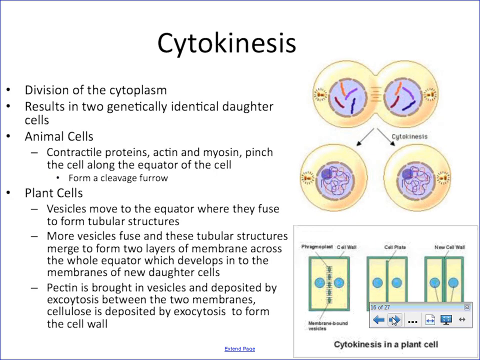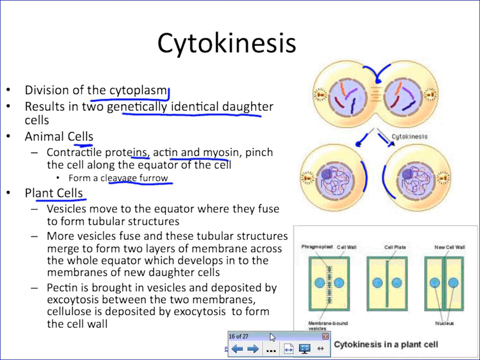The last part of the cell cycle is cytokinesis. This is where you get division of the cytoplasm, and this will result in two genetically identical daughter cells. In animal cells, you have contractile proteins, actin and myosin, that pinch along the equator of the cell, and this will form a cleavage furrow. Ultimately, this will lead to separation of those cell membranes, and you get the two distinct cells that are formed. In plant cells, the process is slightly different.